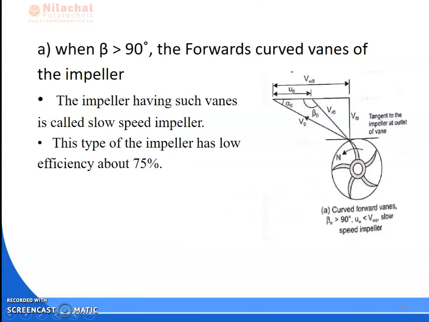So we can see what a forward vane is. The forward curved vane, where beta, what is beta angle? When the water goes out, it exits with the velocity V2, and V2 makes an angle with the blade, that is angle beta. If beta is less than 90 degrees, it is the forward curved vane of the impeller.